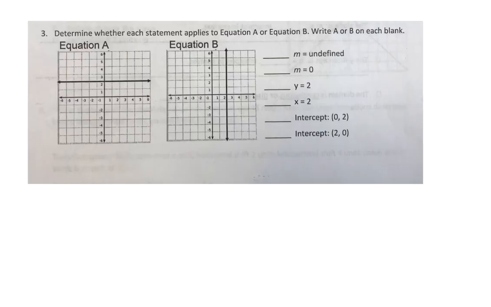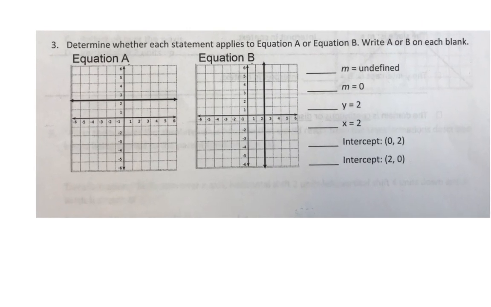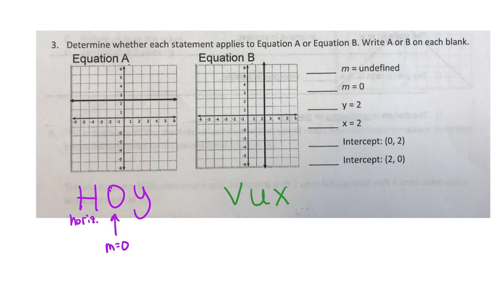All right, guys, I really like the way we did this in class. We talked about the horizontal lines, how horizontal lines have a 0 slope, and their equations are going to be y equals something. Y equals stuff. Y equals a number.